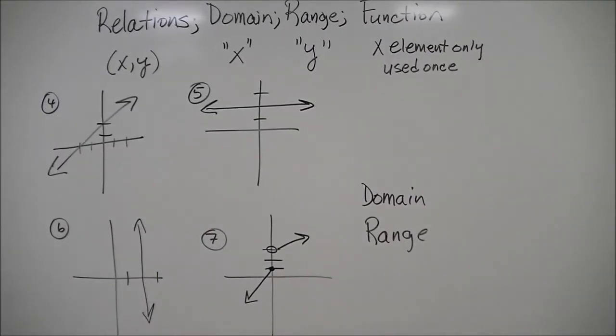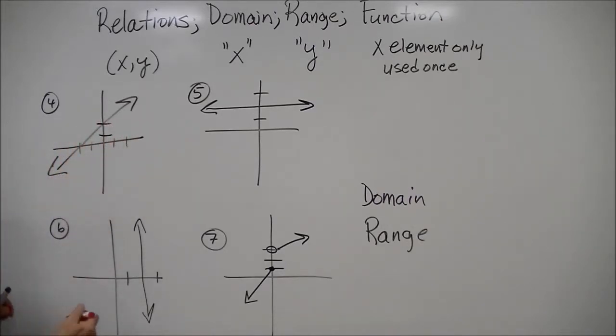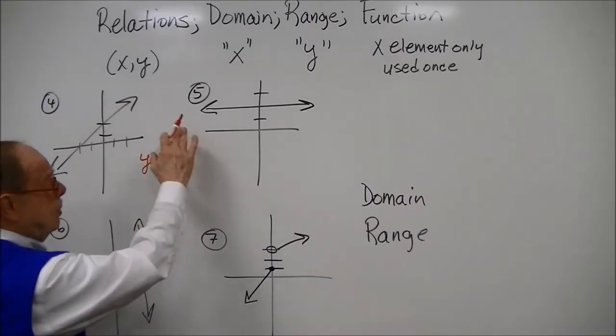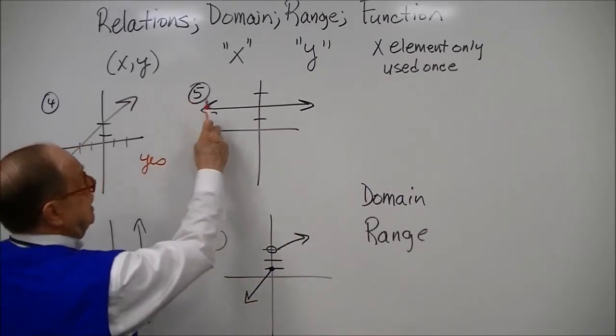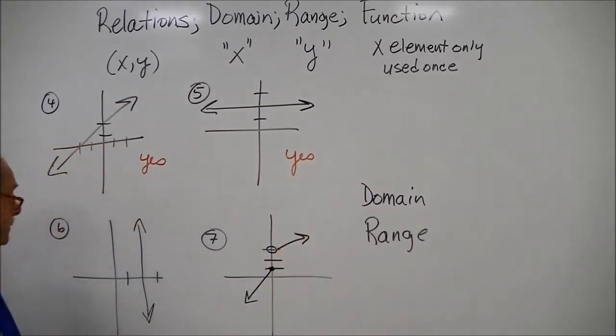All right, we'll finish up with these. And what we're looking for basically will be what's the domain and range of these graphs, and are they a function? Well, is this a function? Does it pass the vertical line test? And the answer is yes. It is a function. It passes the vertical line test, so yes, it is a function.